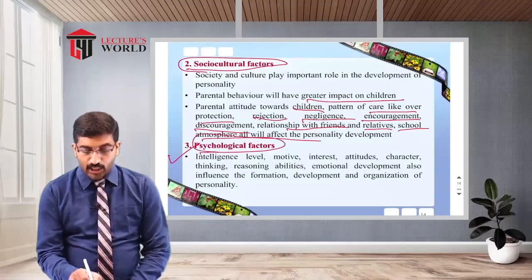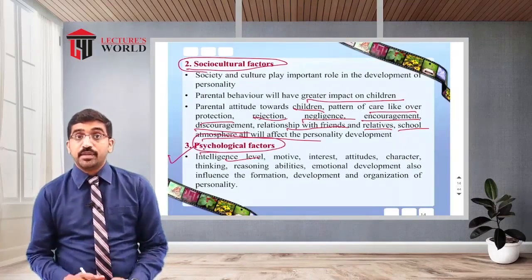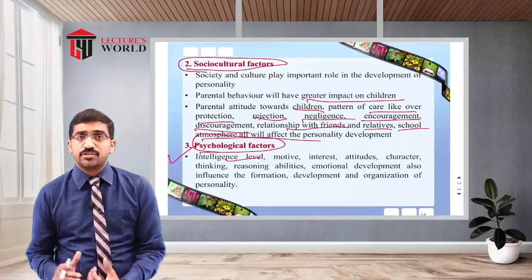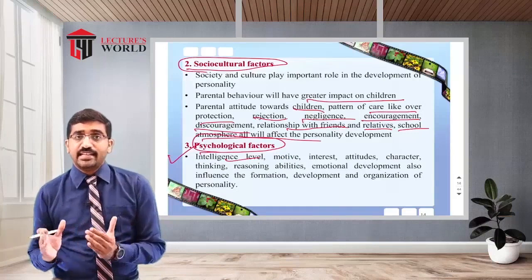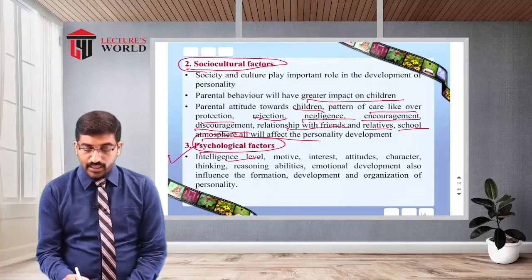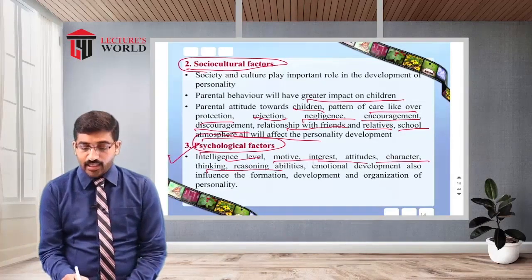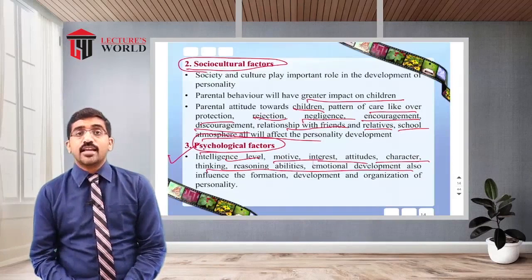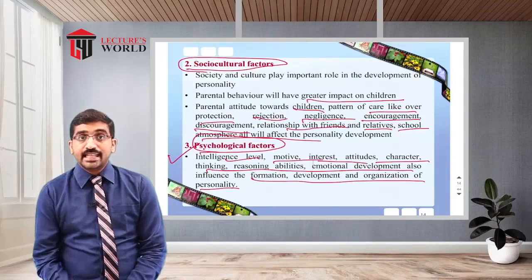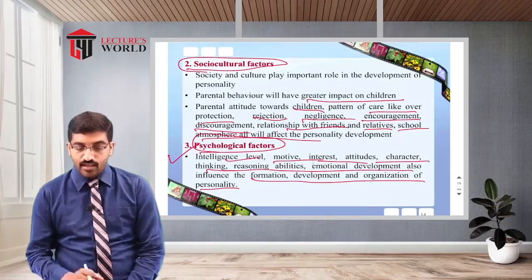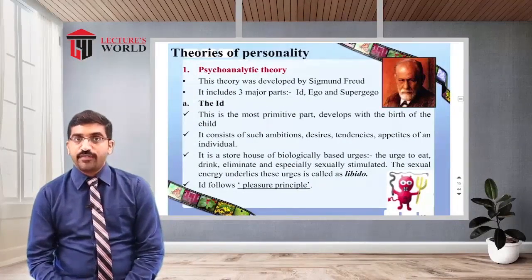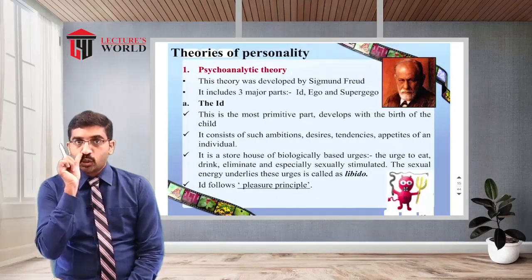Psychological factors. Your intelligence doesn't mean you must have the intelligence of Albert Einstein. An average intelligence is around 70 to 100 or 70 to 110. So 70, 80, 90, 100 IQ is also enough to have a good life. Motive, interest, your character, your thinking, your emotional development. All these things can also help in the formation, development and organization of your personality. My intellect will support me, my cognition, my perception will support me. So these are the various ways to develop: your biology, your psychology and your social factors.